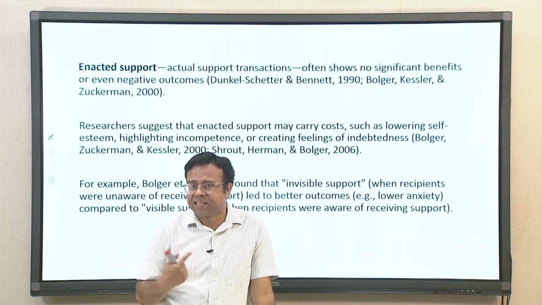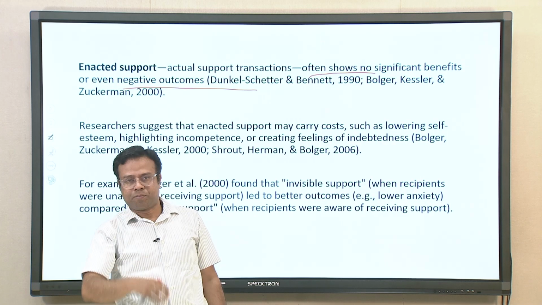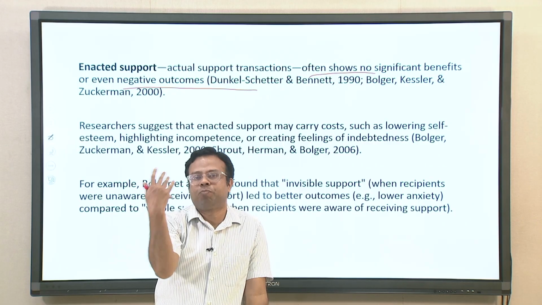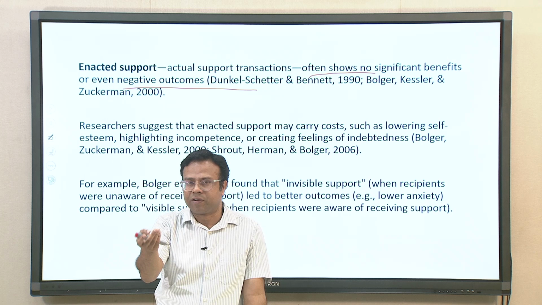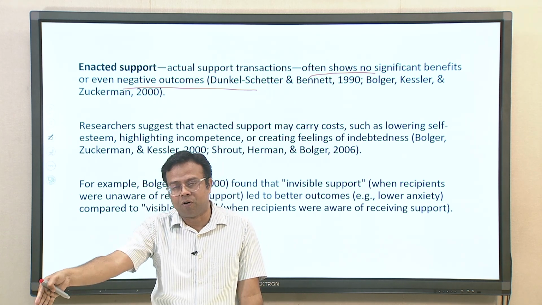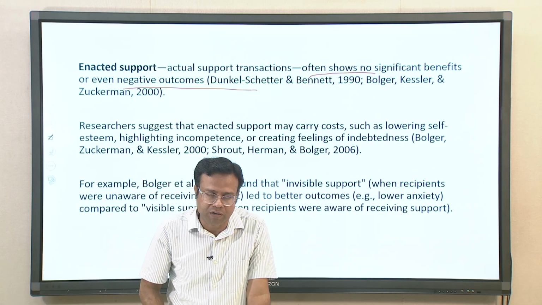Now, when you look at enacted support, the actual support that you get in terms of exchange with other people, research often shows there is not much significant benefit, or even a negative outcome sometimes. When you actually get some support from another individual, it may not always have a positive impact on you. Sometimes it may not have any impact, neither positive nor negative. Sometimes it may even have a negative impact on the individual who is receiving the support.